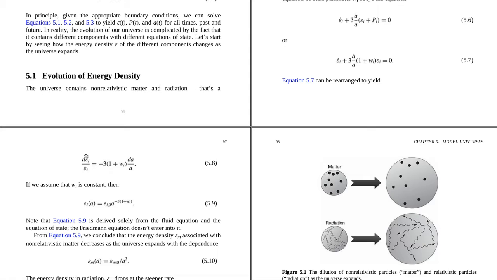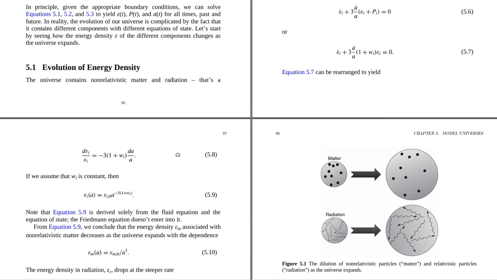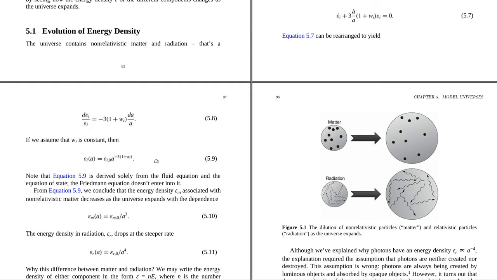Now the left hand side depends only on epsilon_i. The right hand side depends only on a, which means you can actually integrate this differential equation, and when you integrate it, you get this exponential dependence, right? And so far we didn't actually use the Friedmann equation. This is solely based on the equation of state and the fluid equation for a given component, right? Now, this already tells you how your energy density is going to change given its initial value and given some value of the scale parameter. So if the scale parameter changes, your energy density is going to change in a particular way.